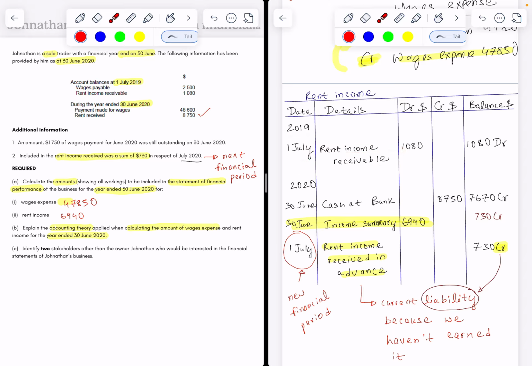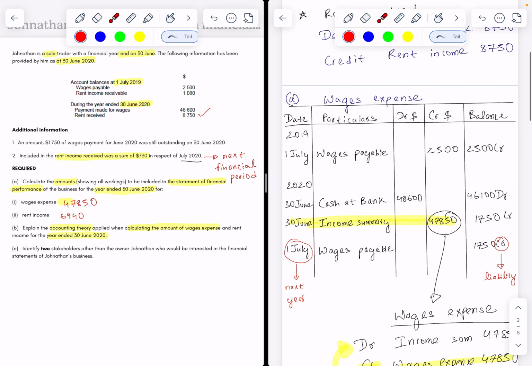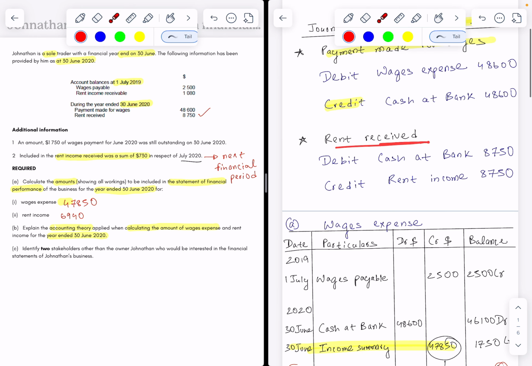Then during the year ended 30 June 2020, based on this information, we understand we have received rent of $8,750. And we previously looked into the journal entry. When we receive rent, the balance available in our bank account goes up. So we debit the cash bank account and we credit the rent income account. So this means the rent income ledger account will now be credited by $8,750 with the relevant cross-reference in the particulars column being the cash at bank account.